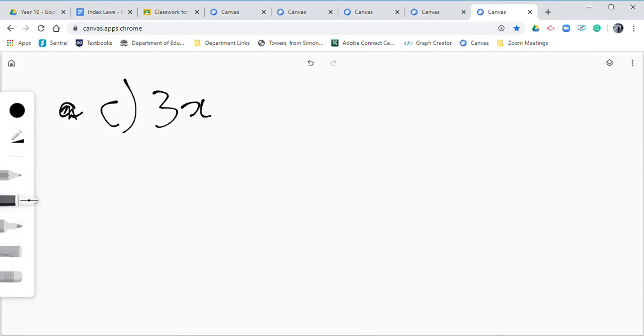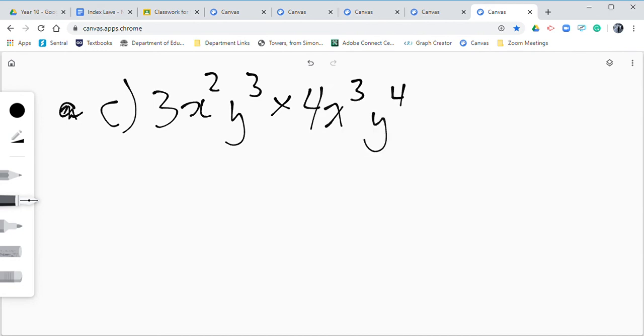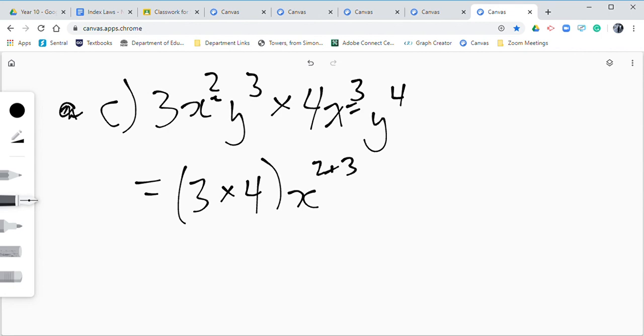3x squared y to the power of 3 times 4x to the power of 3 y to the power of 4. So when I do these ones, the first thing I do is I group my numerals together. So it's going to be 3 times 4, close brackets. So now I do my x, and so I do x 2 right here plus 3, and then I'm going to do y 3 from right here, plus 4 right there.